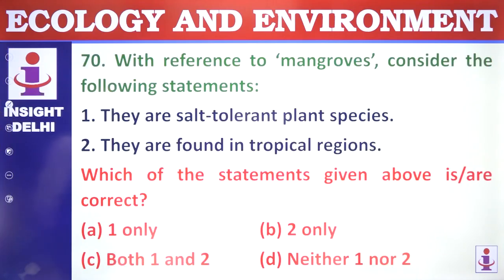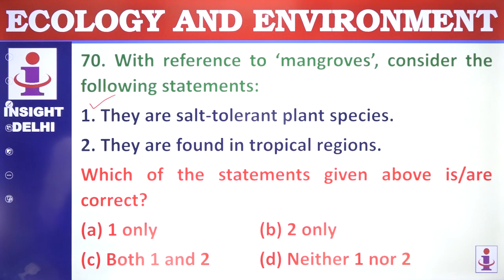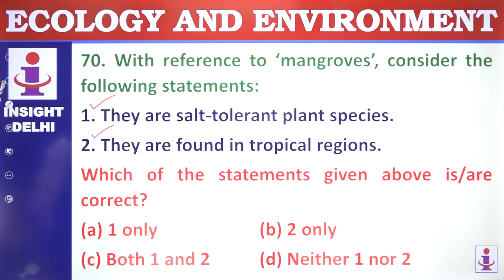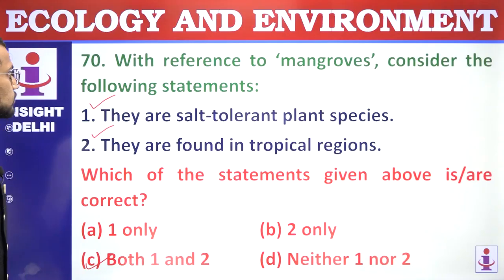70th. With reference to mangroves, consider the following statements. First, they are salt-tolerant plant species, correct statement. Second, they are found in tropical regions, that is also correct. So both these statements regarding mangroves are correct. Very simple question. Answer is C, both 1 and 2. 70th question, answer is C.